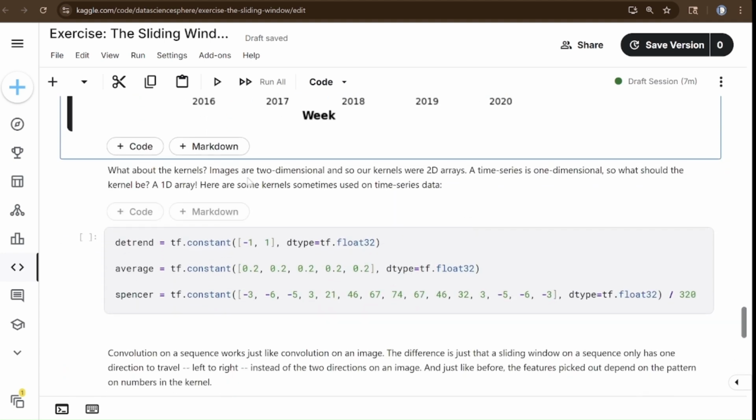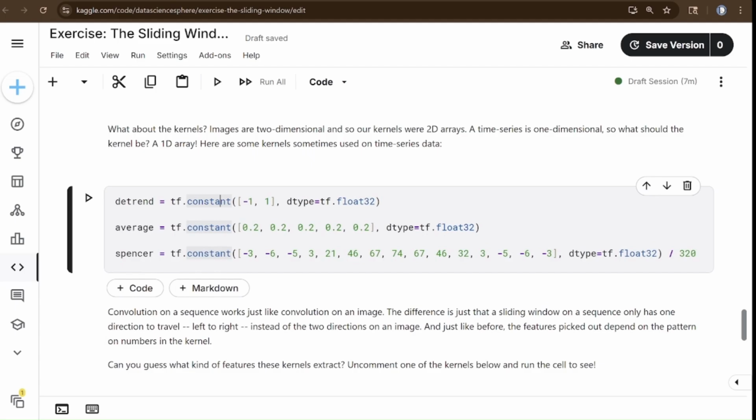Now what about the kernels? Images are 2D, so our kernels are 2D arrays. But here time series is one dimensional. So what would the kernel be? A 1D array. Here are some kernels sometimes used on time series data. See, this is a kernel. -1, 1. It also can be a kernel. This also can be a kernel.